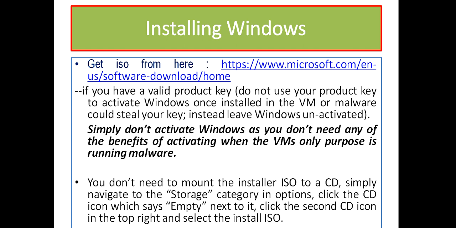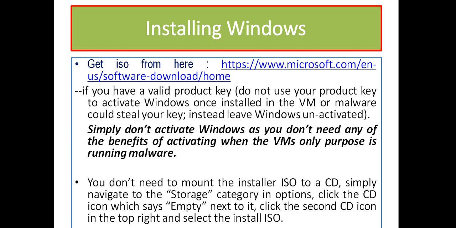So first of all, you should get the ISO, and I'm giving the link here. That is the Microsoft one. You can download it. But if you have a valid product key, and I know that you all know what a valid product key is, do not use your product key to activate the Windows once installed in the virtual machine. You may note it down. Malware could steal your key and instead leave the Windows unactivated. We don't want an unactivated version for this research analysis. For this analysis of malware, just leave it unactivated.